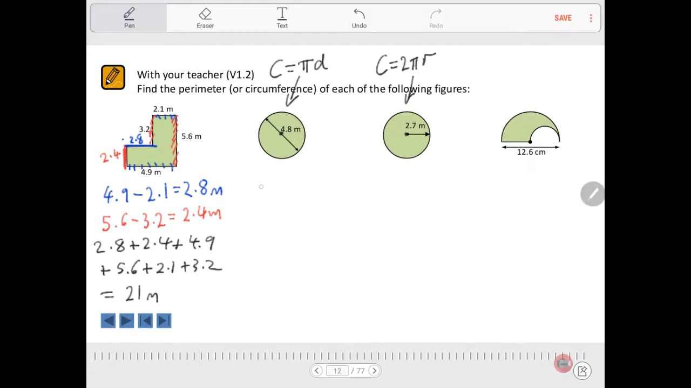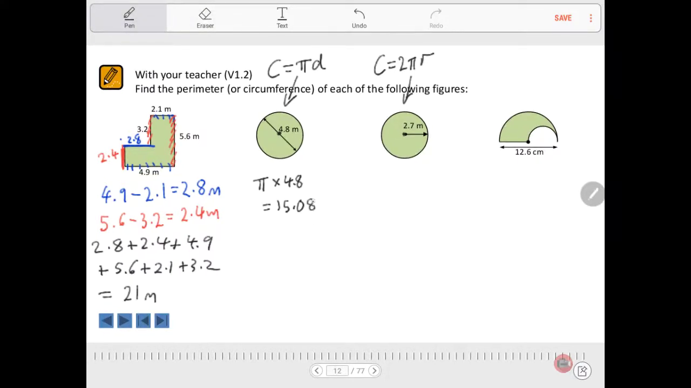Right, so let's try this one. Pi d, the diameter is 4.8. So pi by 4.8 gives us 15.08 going to two decimal places. Whoops, forgot the 8 there. You could put 15.1 if you liked, or round to any number of decimal places. We don't really mind. But for two decimal places, that's right.